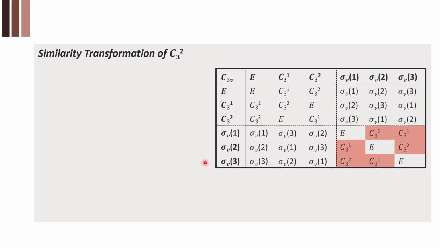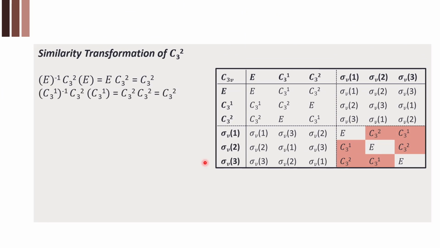You can just examine for C3^2. When you do it, E inverse C3^2 E is equal to E into C3^2, which is C3^2. So there is no question in it. But when you talk about C3^1, C3^2, C3^1, so C3^1 inverse, C3^2, C3^1. The inverse of C3^1 would be C3^2, and C3^1 into C3^2 gives identity. So the result is C3^2. There is some mistake here. Anyway, you can understand it.